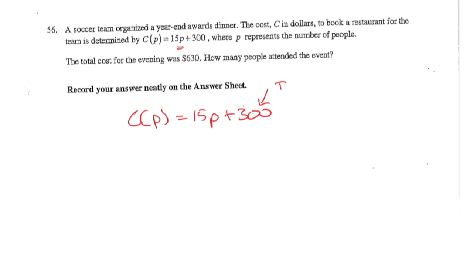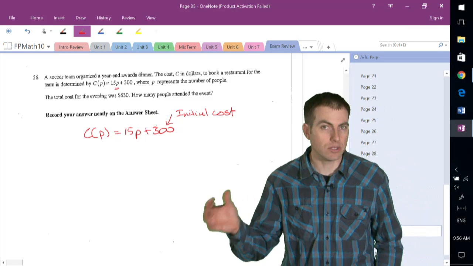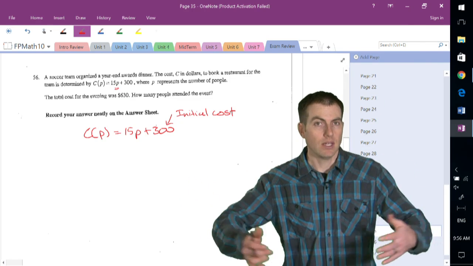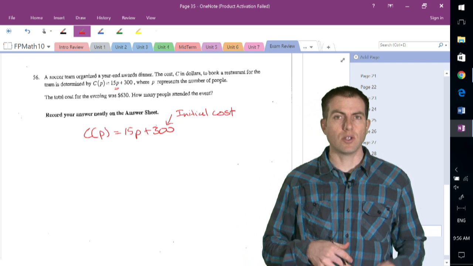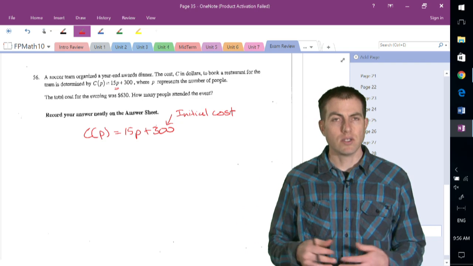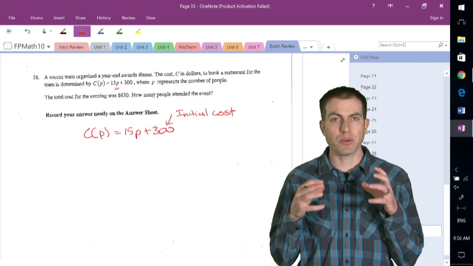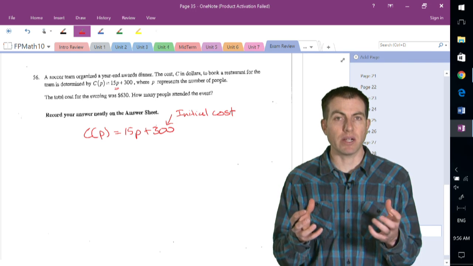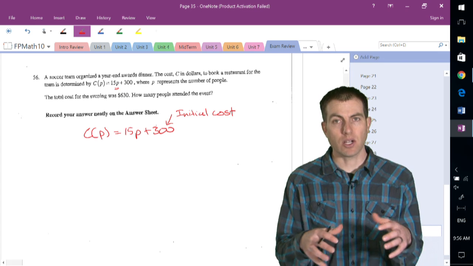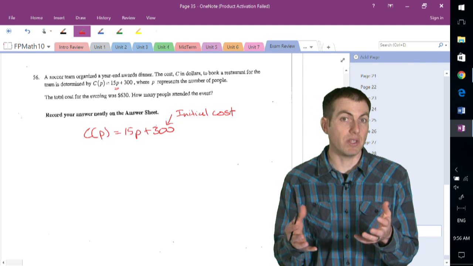So this 300 is what we call the initial cost. So remember, this equation's representing something. The cost of having a party. The 300 is the initial cost. So that would be kind of like renting a hall, something like that. You have to pay $300 up front, and that cost is fixed. It doesn't matter how many people attend, the cost to rent the hall is going to be the same. So that would be that 300.